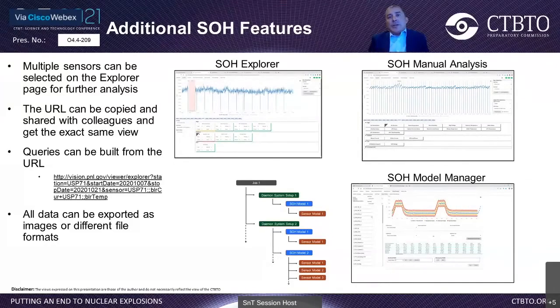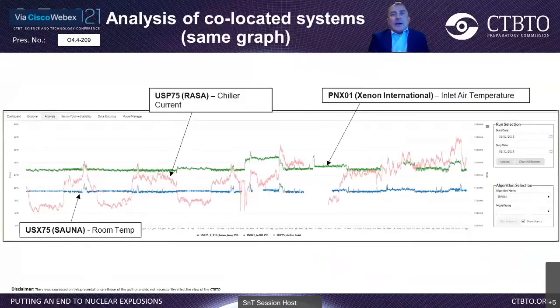So we also provide a State of Health Model Manager, which is a way that we were able to build models. And the neat thing about this is it's scalable. So I can build a series of State of Health models that consists of one or more sensor models. And you can build up different libraries in that way, depending on how and what you want to monitor. This is all web-based, and so if you're interested in, for instance, doing a query from the URL, you can do that. You can share a URL with your coworker or colleague, and they can get the exact same view that you have, and all the data can be exported to various different formats.